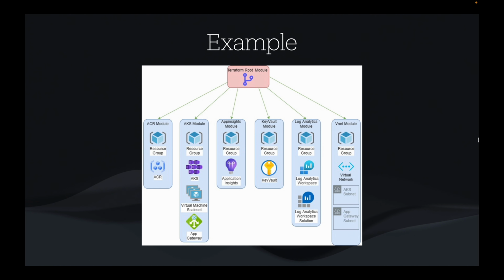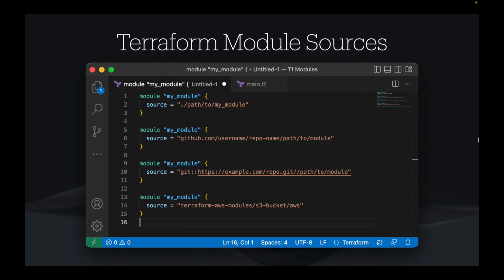I'd like to talk about the different sources for the Terraform module. Here in this code snippet, you can see in the first module block, the source is a relative path. So this would be a local module source. Second up, you can see GitHub here. So this is using a module from a remote repository. Third one here is a Git link. So it's using it from a local Git repository. And the last example here is getting the code from a Terraform registry.